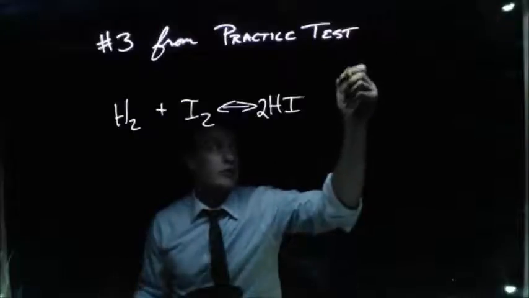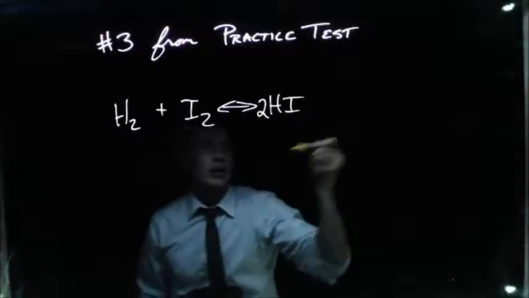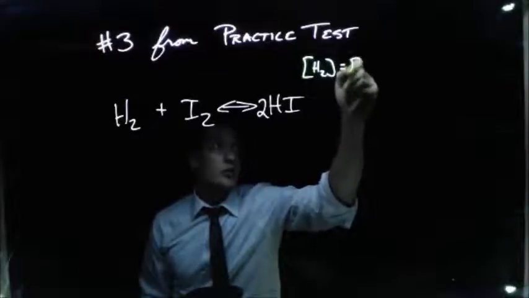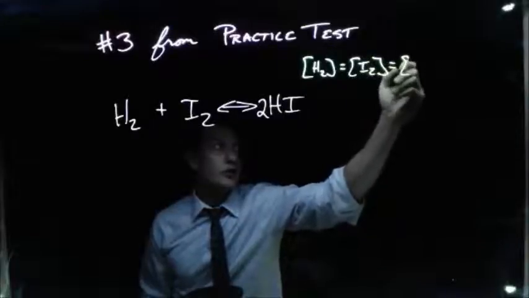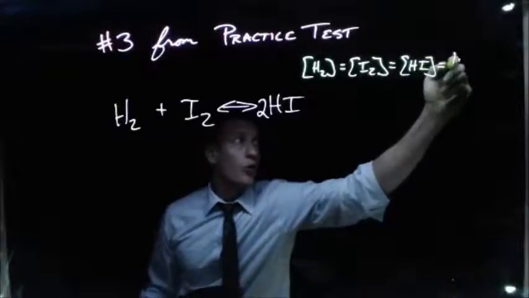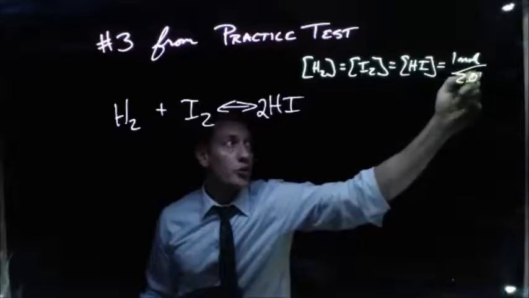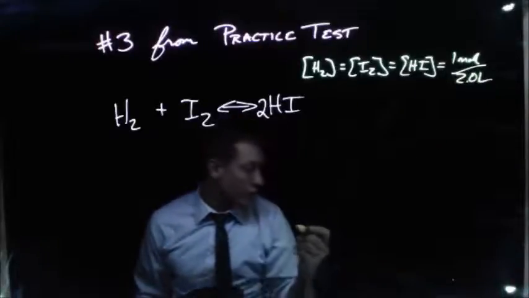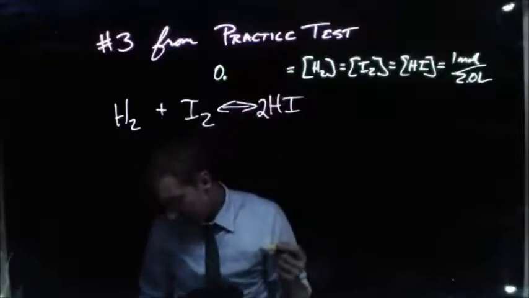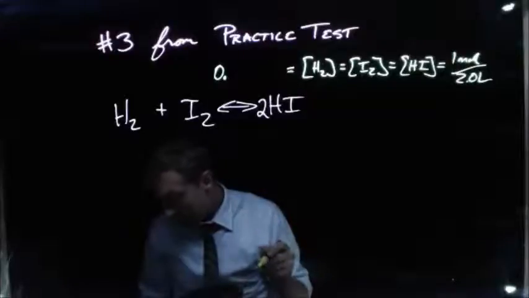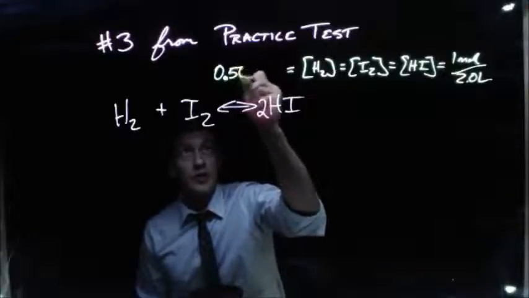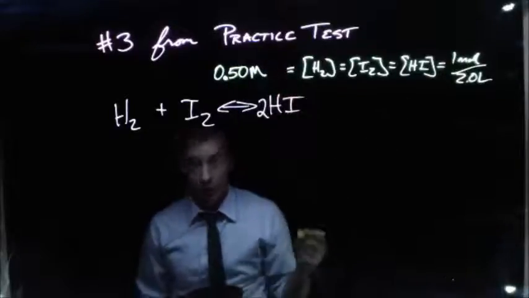So that means we have initially a concentration of H2 equals the concentration of I2 equals the concentration of HI, and they all equal 1 mole in 2.0 liters. Now let's see, what did it say exactly? Exactly 1 mole in a 2.0 liter container. So that's 2 sig figs, so 0.50 molar for all of those.